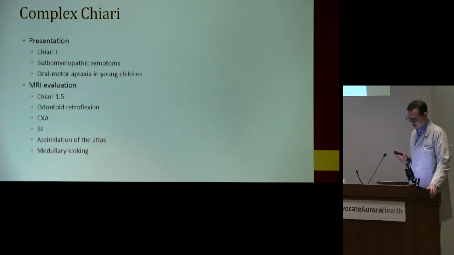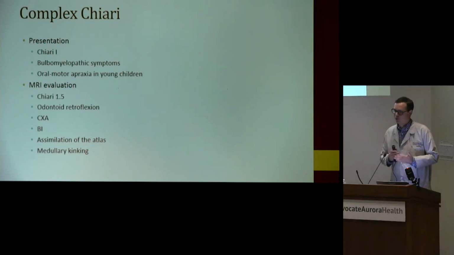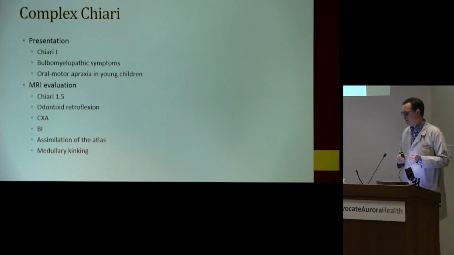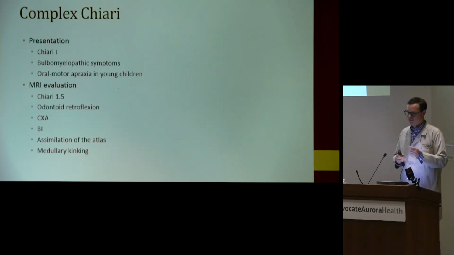So how do complex Chiaris present? Well, really in all the same ways that Chiari I can, with the added part that people can have symptoms referable to the brainstem more often. So bulbomyopathic is kind of a mouthful, but essentially what that means is symptoms related to brainstem compression, so swallowing problems, central sleep apnea, myelopathy, which is a term we use for chronic compression of the brainstem or spinal cord that results in fine motor problems, coordination problems, numbness, tingling, at its worst, actual weakness.